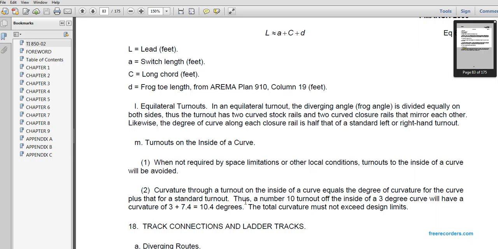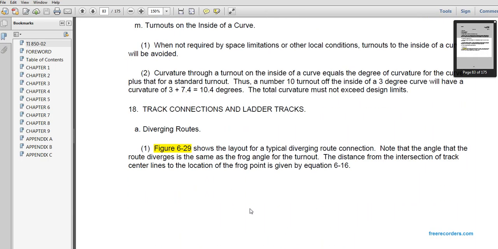Turnouts inside of a curve, when not required, should be avoided, given space limitations at the locations. Curvature through a turnout on the inside of a curve equals the degree of curvature of the curve plus the standard turnout curvature. Thus a number 10 turnout inside a 3 degree curve will have a curvature of 3 plus 7.4, or 10.4 degrees. The turnout curvature must not exceed the design limits.